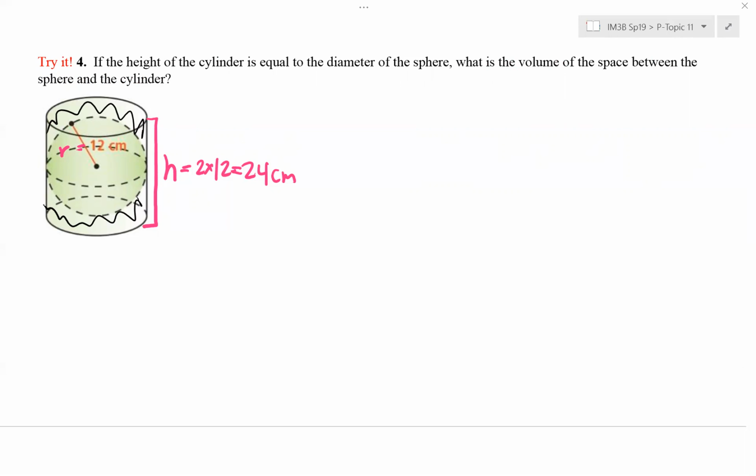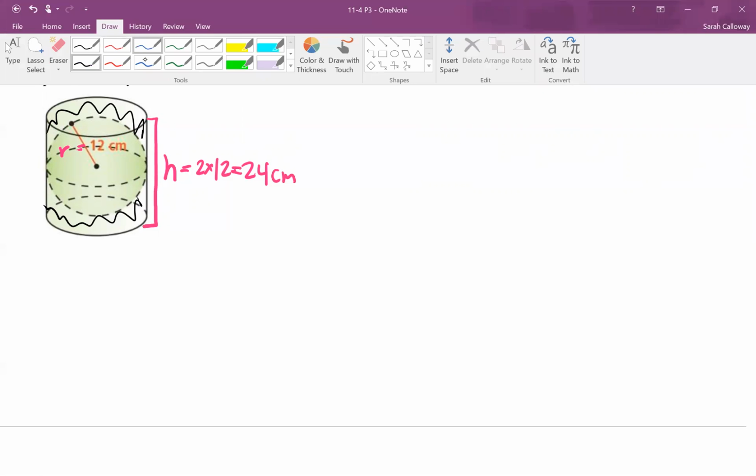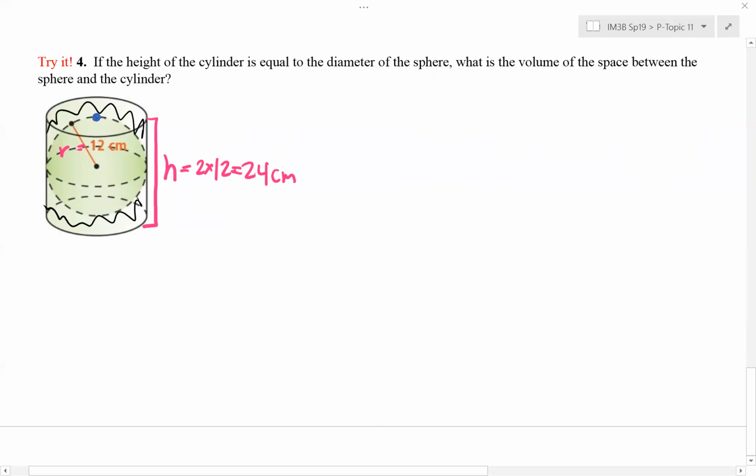If the radius of the sphere is 12 centimeters, what is the radius of the cylinder? Is it different? Because it fits inside perfectly, right? So this radius here is also 12 centimeters. So because the sphere is inside the cylinder, I'm not going to be adding two volumes together. I want to find the empty space between them. So I want to find their difference.